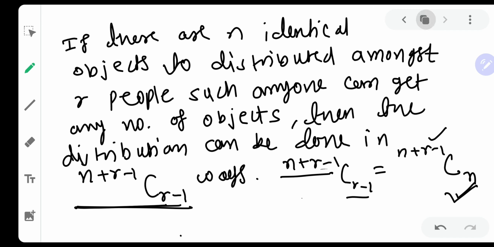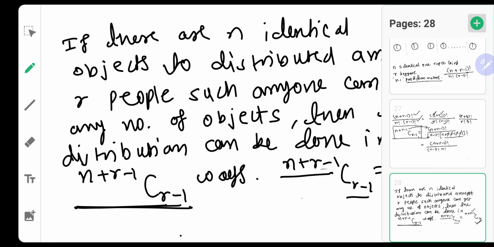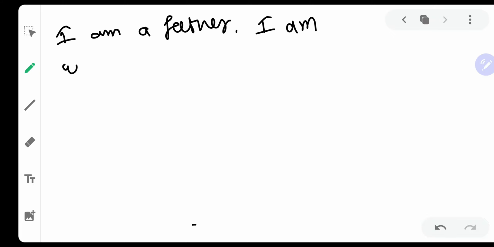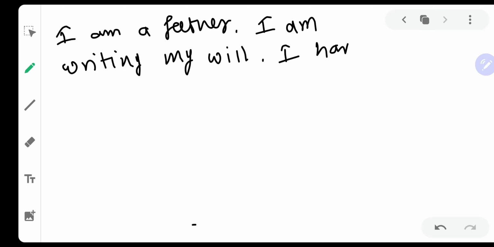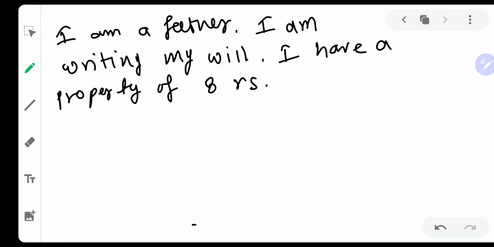Okay, now let us move ahead. I will give you a question. Suppose I am a father. I am writing my will. I have a property of 8 rupees. You can consider that as 8 lakh. Okay, 8 rupees. And I have 3 sons.